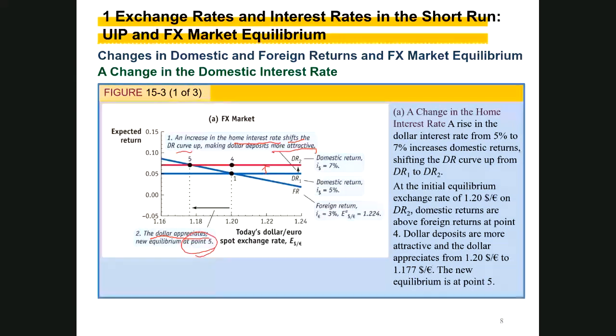Using the graph, it's easy because originally your equilibrium is at point 1. Now the shock comes in and your equilibrium becomes point 5. Your equilibrium is here. What is the mechanism behind it? Why is point number 4 not going to be the equilibrium?